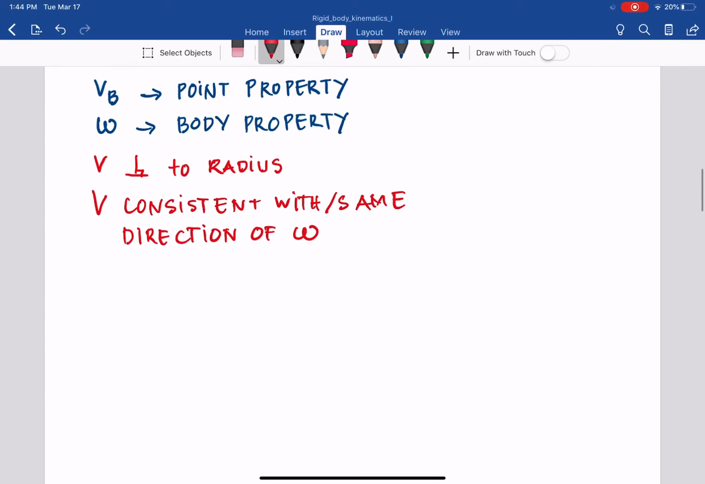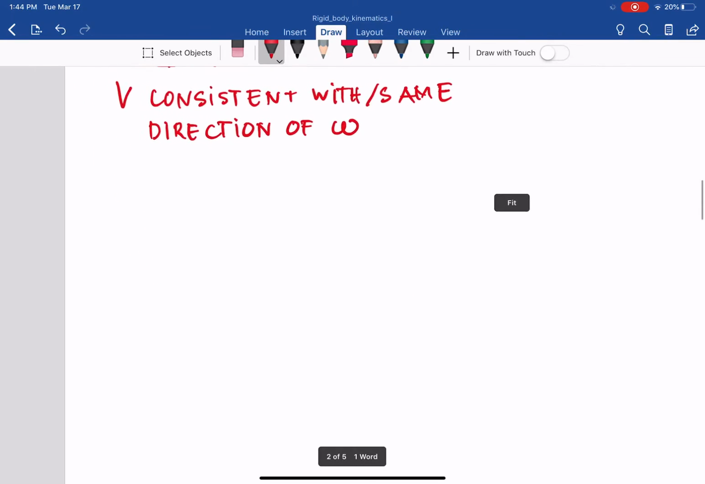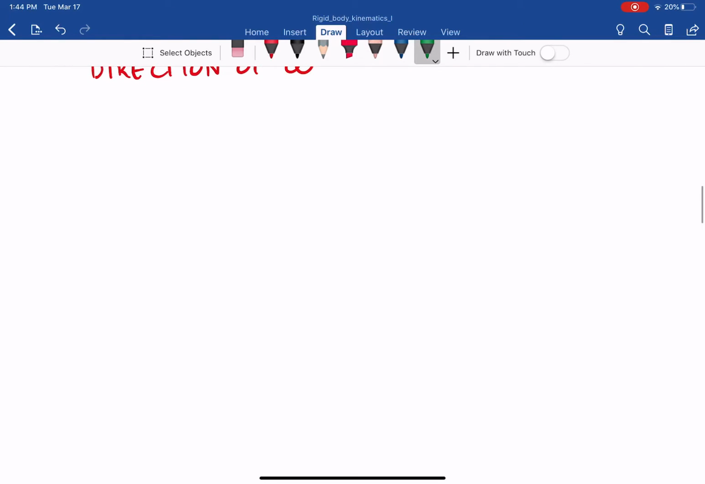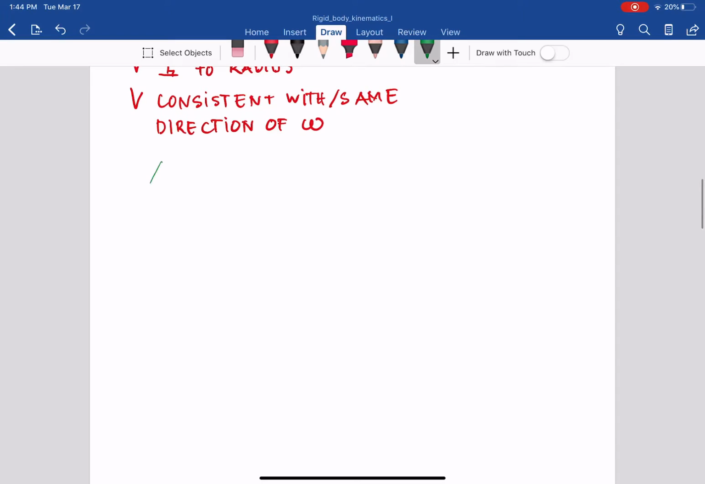And now let's move on to the acceleration. As you know, because of rotation, there are two types of acceleration. The first component of acceleration that we call is tangential. So let's talk about the acceleration. The first component is the tangential component of the acceleration.